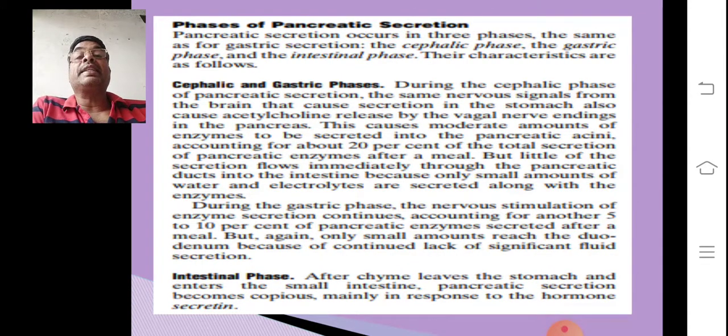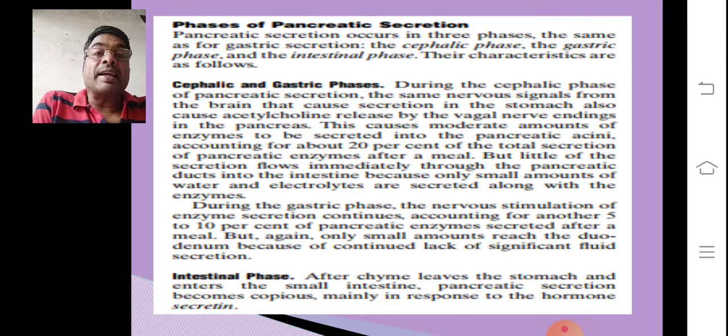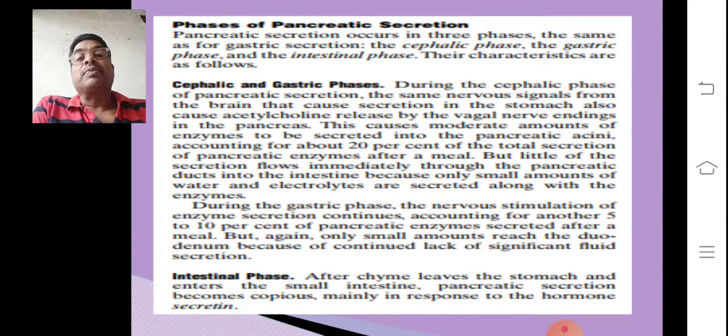Phases of pancreatic secretion. Pancreatic secretion occurs in three phases. These phases are similar to those that stimulate the secretion of the stomach, or gastric secretion. These are the cephalic phase, gastric phase, and intestinal phase. And their characteristics: cephalic and gastric phases.